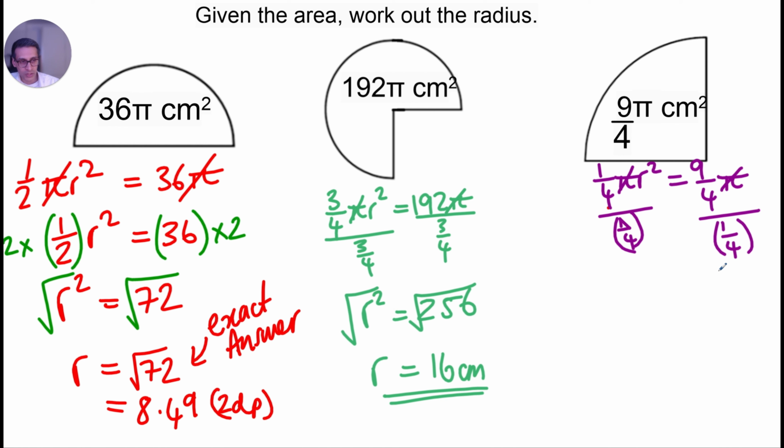How many quarters in 9/4? We're going to get 9. But just for completeness, I'll do it up here. So 9/4 divided by a quarter is the same as 9/4 multiplied by its reciprocal. The 4's cancel out, so we end up with just 9. So you're going to write r squared equals 9. So from there, r must be 3 centimeters.